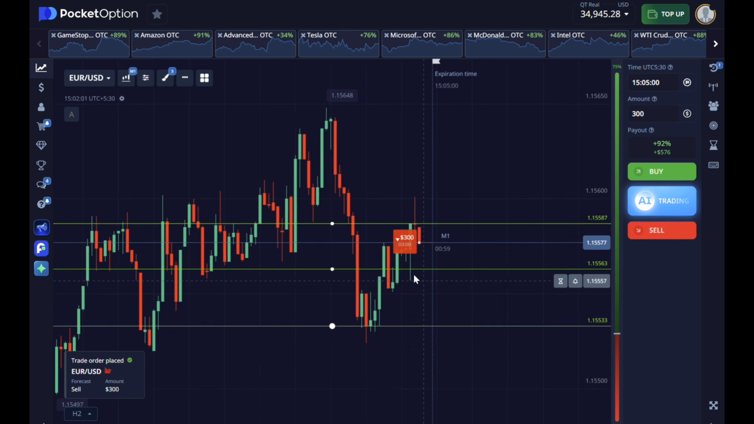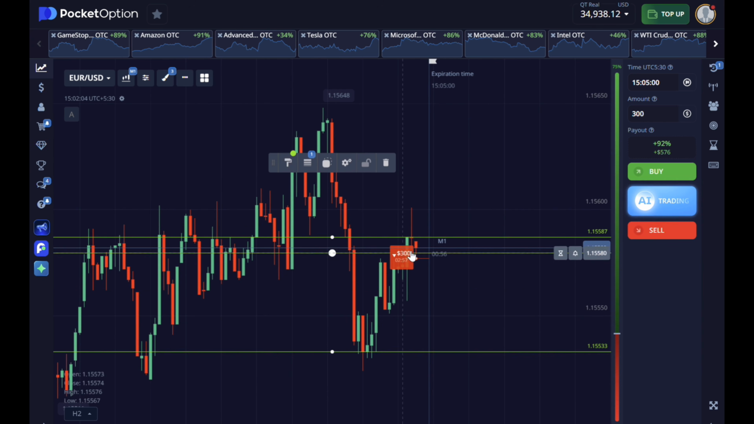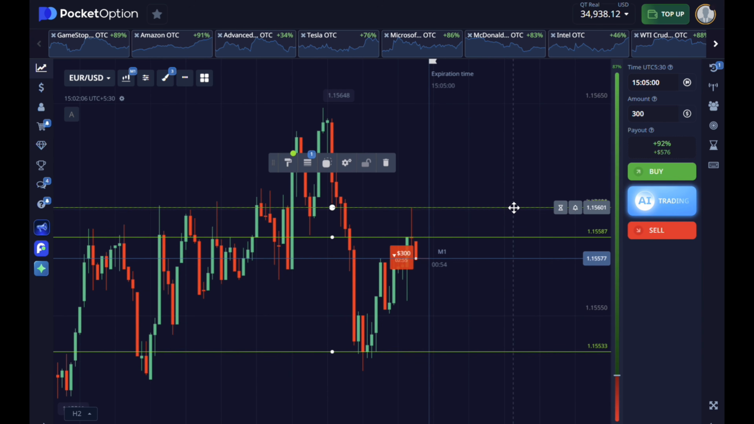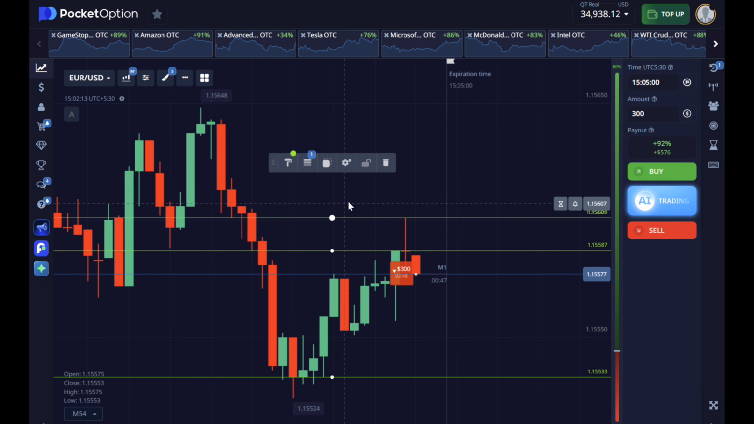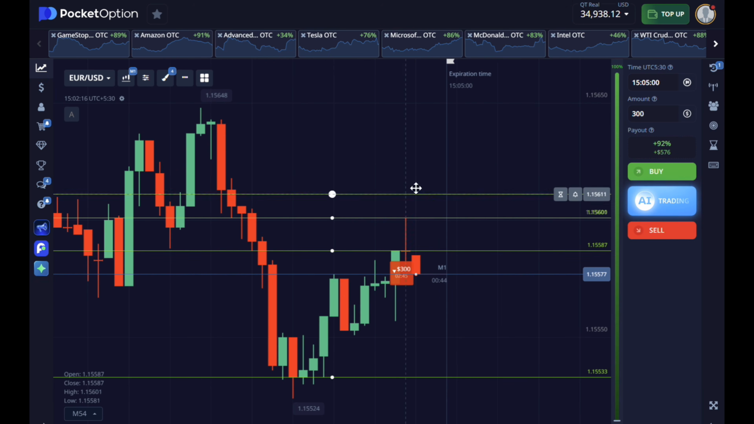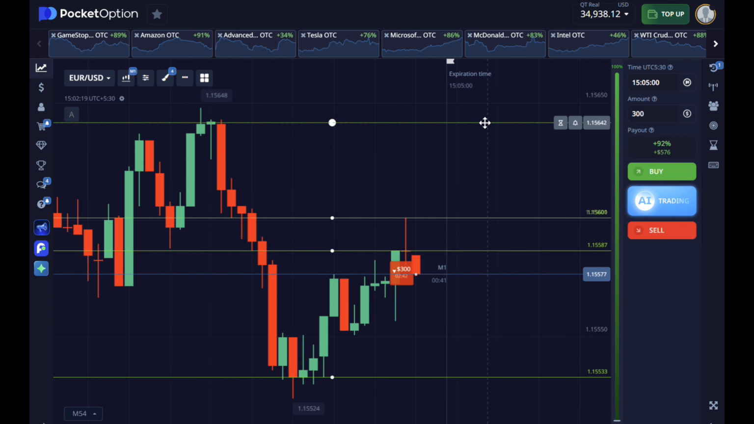Here I've placed a downward trade. The market turned bearish very quickly. It would have been better if the trade was placed slightly higher for a safety margin, but no matter. Now we wait for this candle to close, and I've set the resistance level at the top.